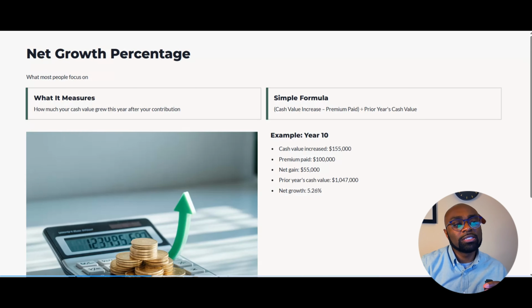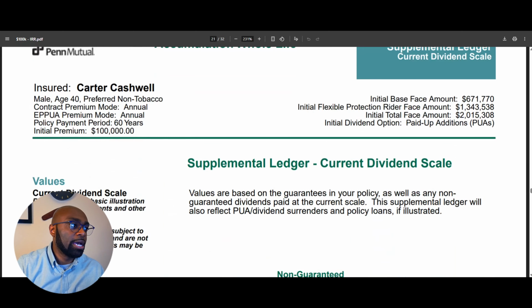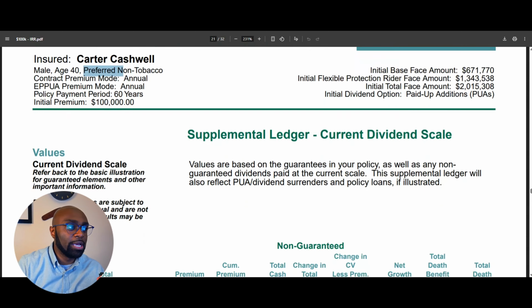And so the formula for this is actually pretty simple. The formula is cash value minus premium paid, divided by prior year's cash value. So let's take a look at year 10 of an illustration right now. All right, so we have an illustration on the screen here. We're seeing $100,000 per year in premium, and just know that whatever numbers I may show on these illustrations, life insurance premiums tend to be pretty linear, especially when all other factors are the same. In this particular case, we're looking at a 40-year-old male, Carter Cashwell, at a preferred non-tobacco rate at this particular carrier.